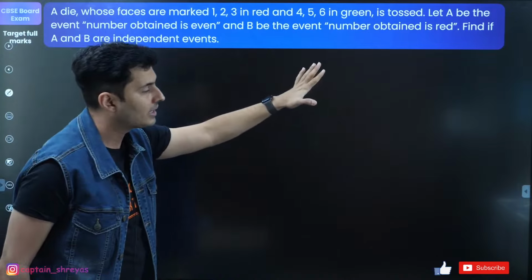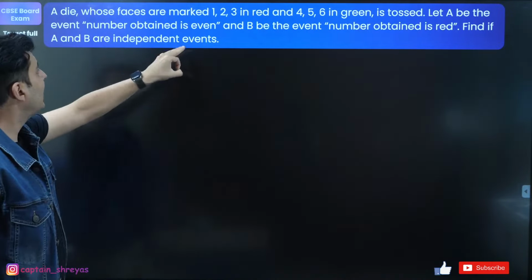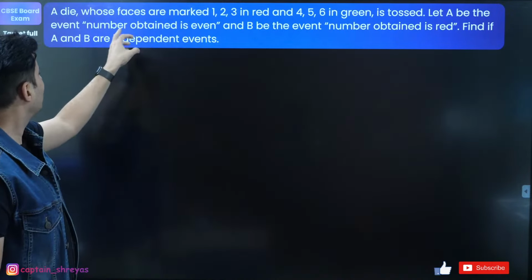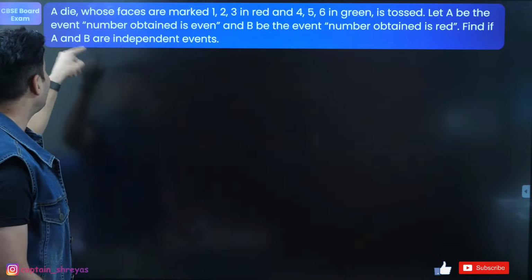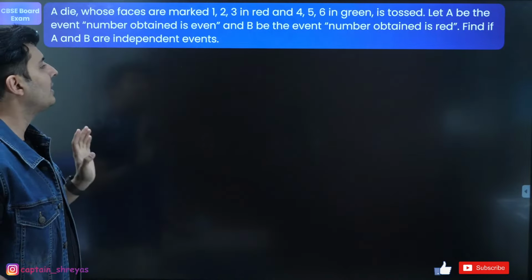4, 5, 6 is green. Okay. Let A be the event where the number obtained is even. Let B be the event where the number obtained is red. Find if A and B are independent events or not.